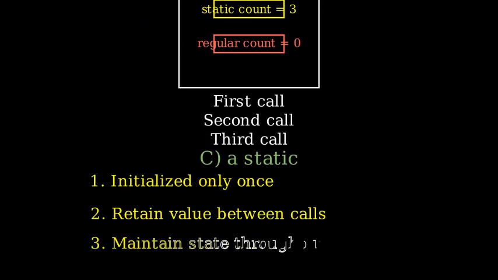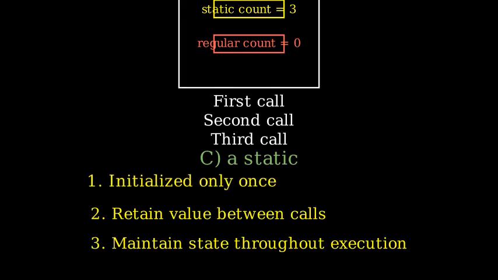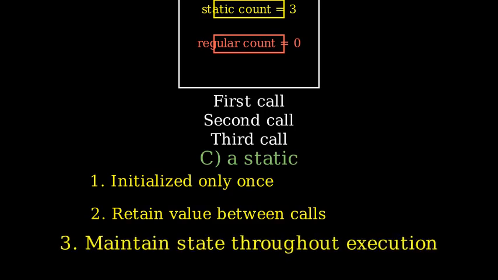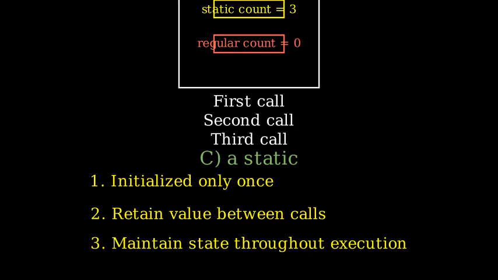Remember these key points about static local variables. They are initialized only once, they retain their value between function calls, and they maintain their state throughout the program's execution.